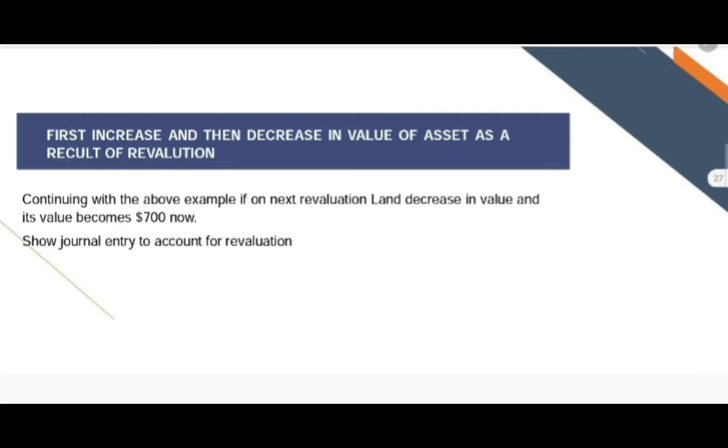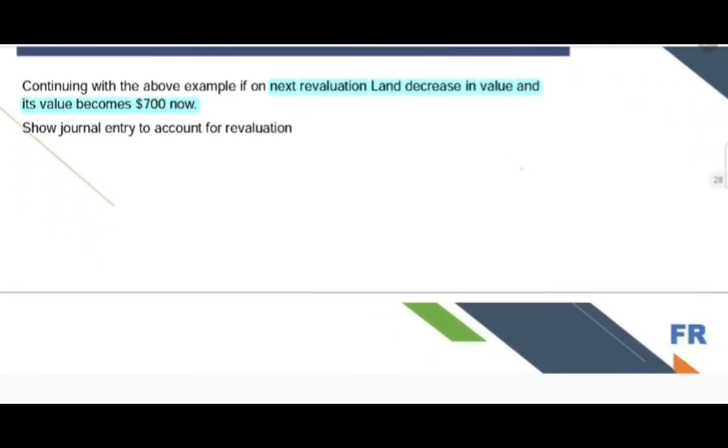Now the situation is if the asset's value increases as a result of the first revaluation and then decreases in a subsequent revaluation. Continuing with the above example, if on the next revaluation land decreases in value and its value becomes 700, you need to consider that the value of land has been reduced to 700. So restating the value of land would decrease it by 500, from 1200 to 700.